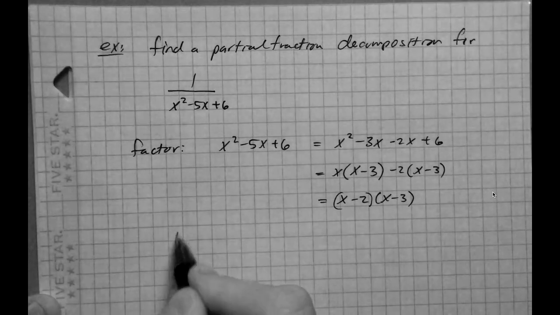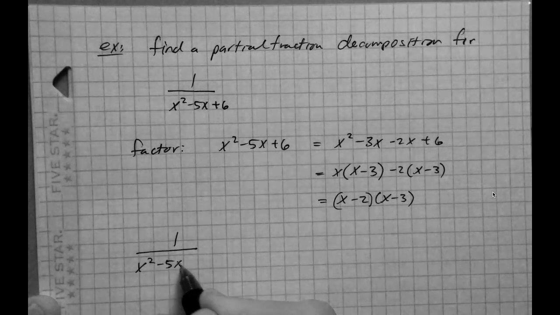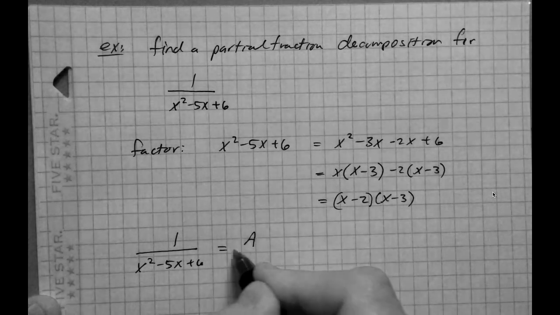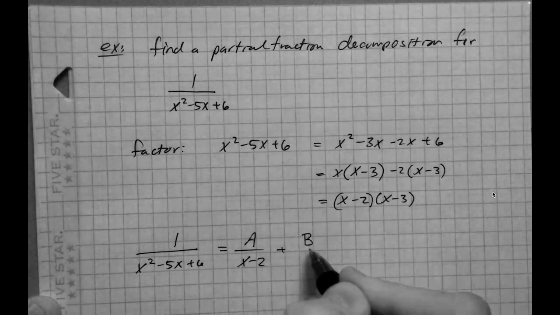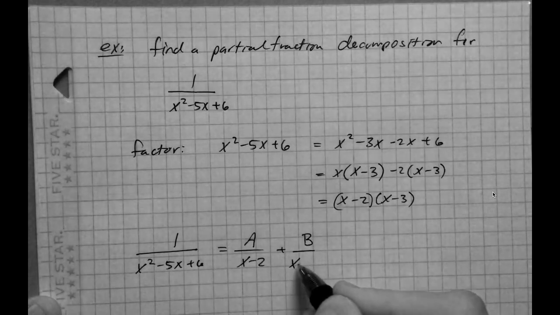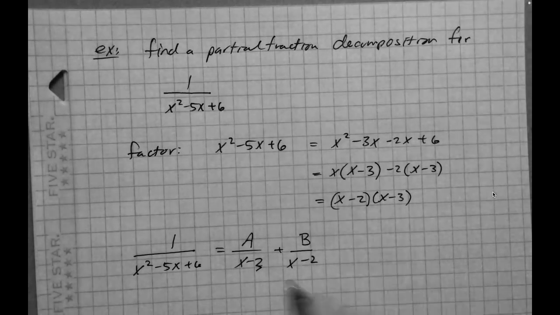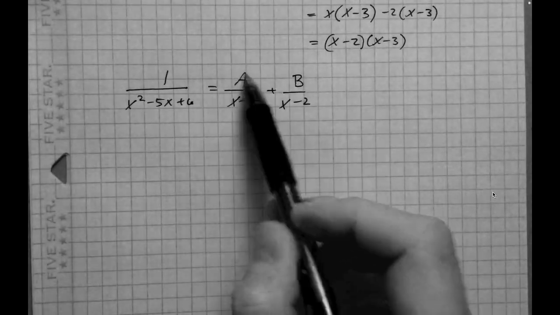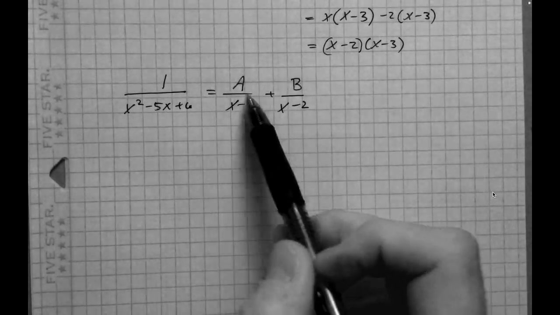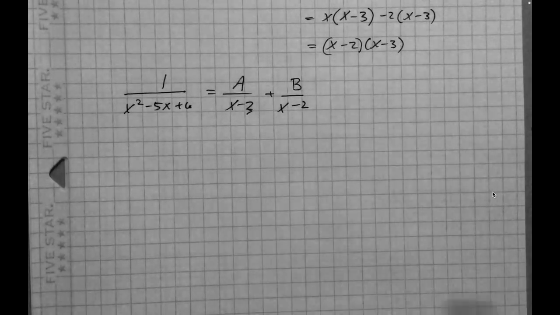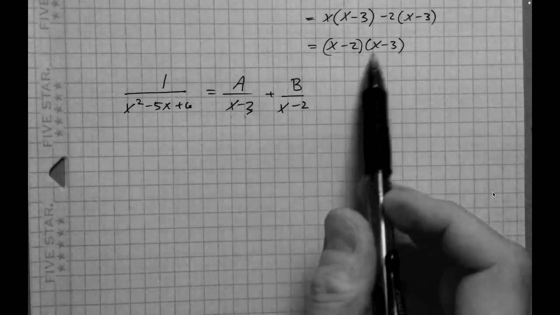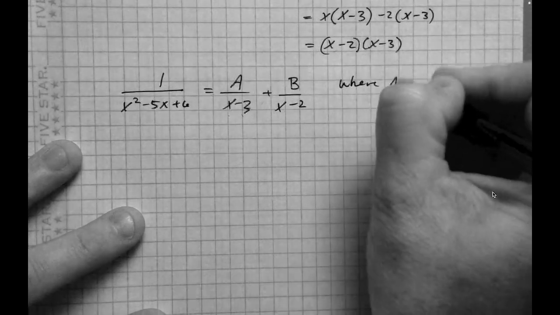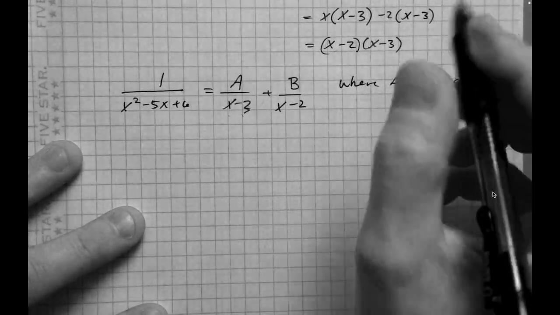Okay, once we've done the factoring, then we need to set up the sum of partial fractions. So you've got 1 over x squared minus 5x plus 6 equal to a over x minus 2 plus b over x minus 3. I have 2 linear factors, and because each is just one linear factor, they're each going to pertain to a single term in the sum. So this one is a over x minus 3, this one is b over x minus 2, where a and b are to be determined.